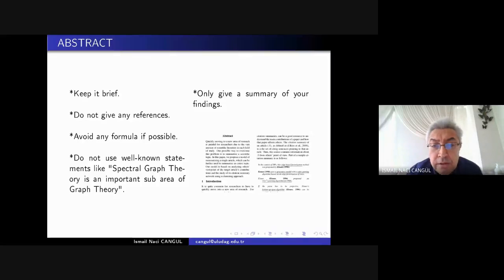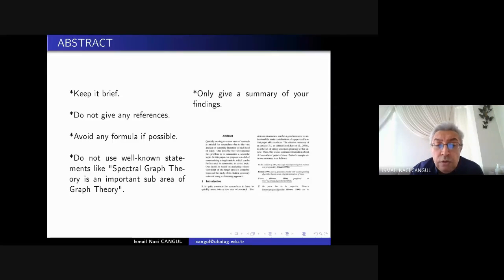What about the abstract? Abstract is the first thing I read as an editor or as a referee when I have a paper to be evaluated. Most editors, most referees do that. Abstract is read first. Therefore, it must have some properties. It must be brief. A long abstract will look like a paper, so it will not help you.